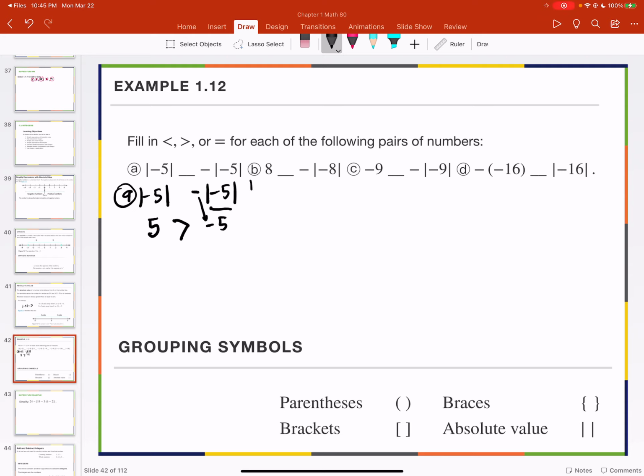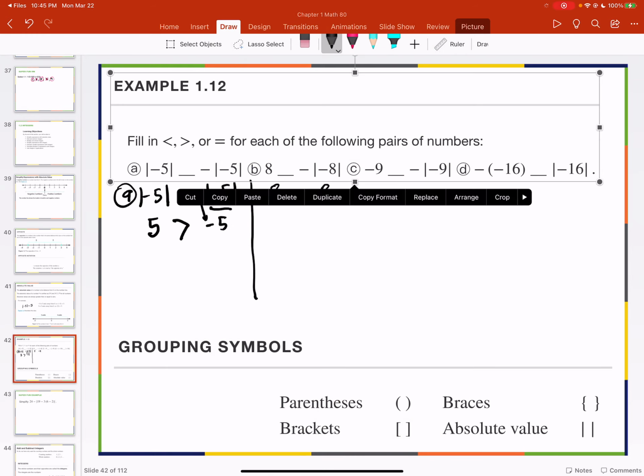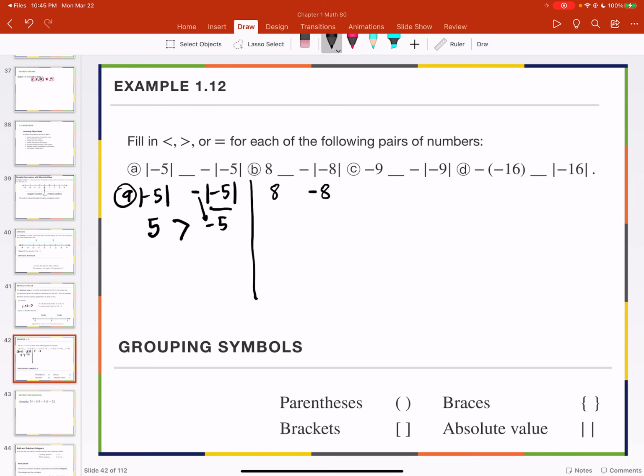Okay, so for B, you have 8, and then you want to compare it to -8. Notice that the opposite of absolute value is different than the opposite of an opposite. These are two different things. This is a straight line, and this actually means -3. And this one here is an opposite of an opposite, so it's a positive 3, okay? So they're different: straight lines versus parentheses. So this one here, this one's bigger.